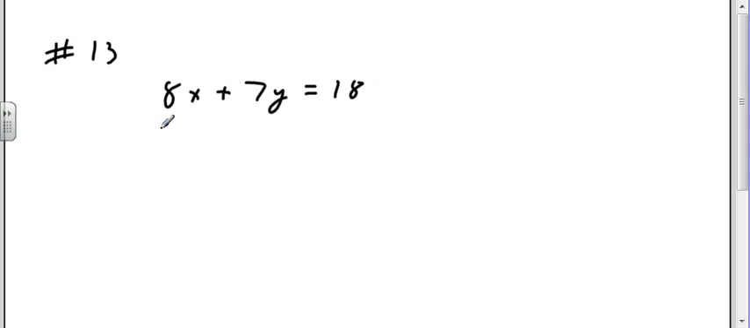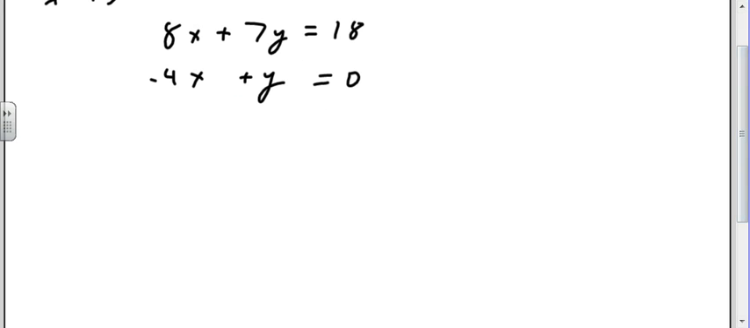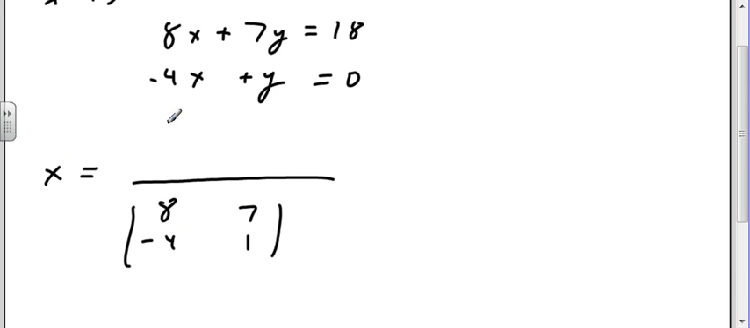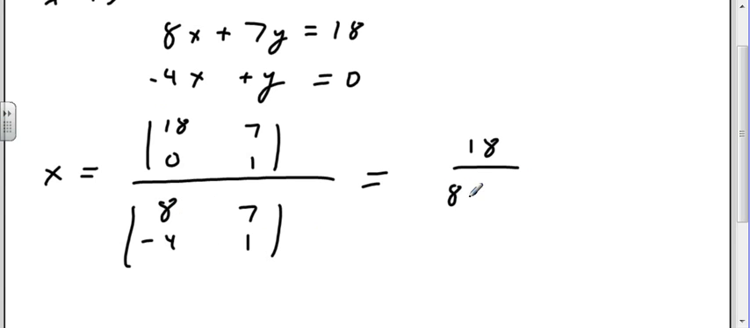So we'll move down to number 13. And it's always good to write the equation in the form that we expect it to be. Okay, so I'm going to change this to minus 4x plus y is equal to 0. Not going to write it down the way the book has it, because they wrote it down that way just to confuse you. So x, I've got 8, minus 4, 7, 1 on the bottom. And I got 18, 0, 7, 1 on the top. And that's always convenient to have a 0. So I've got an 18 divided by 8 minus 28.